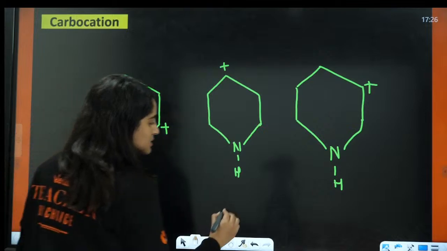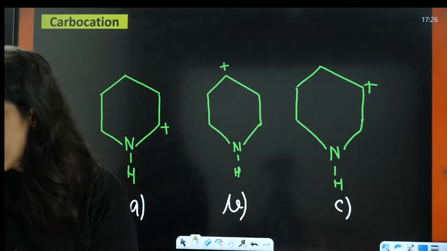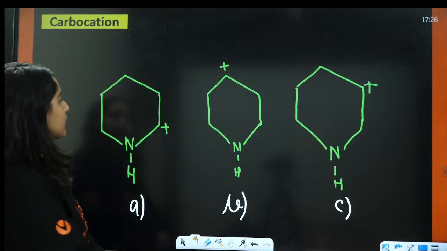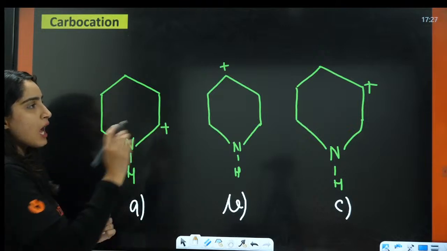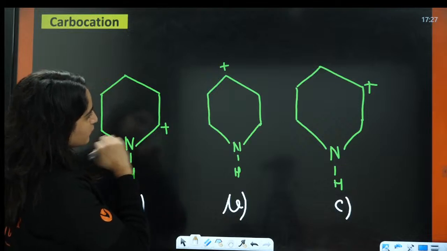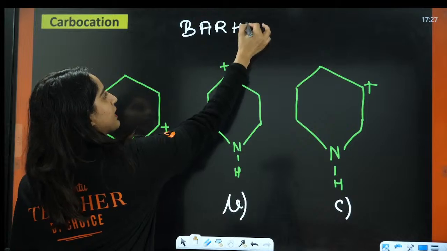Now, next is, this is A, this is B, and this is C. These three things. In this case, you have a carbocation, right? You have a carbocation, and here you have this carbocation, right? The order is B, A, C.